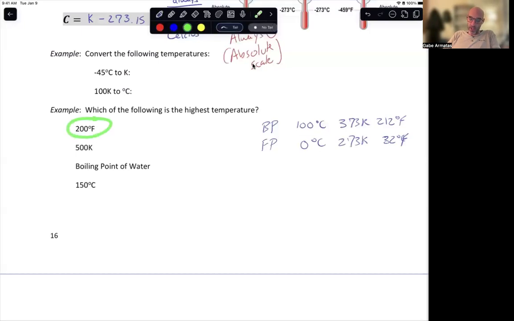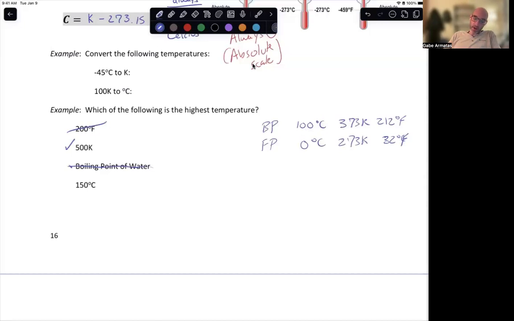So if I'm going to compare Fahrenheit to Kelvin, is this boiling, 500 degrees Kelvin? Absolutely, it's boiling. It's well over boiling. So this right now is the higher temperature because 200 Fahrenheit is not even boiling water. So let's compare the next two, 500 degrees Kelvin or the boiling point of water. Well, the boiling point of water is 100 degrees Celsius, so 373. So this one is absolutely still higher. So we can ignore the boiling point of water because 500 degrees Kelvin is higher.